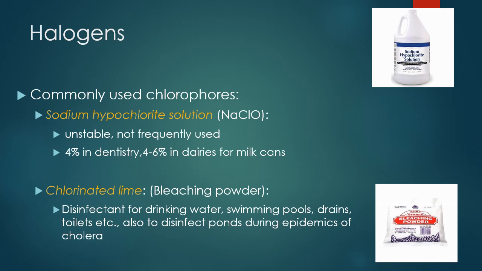Another agent you must have heard is bleaching powder, or we can say chlorinated lime. Chlorinated lime is obtained by the action of chlorine on lime. It is used as disinfectant for drinking water, swimming pools, drains, toilets, and it is also used to disinfect ponds during epidemics of cholera.